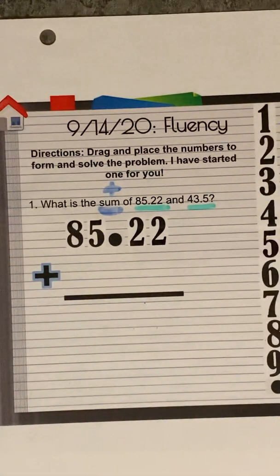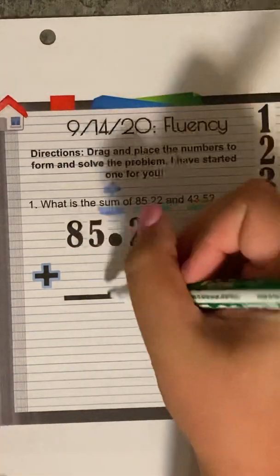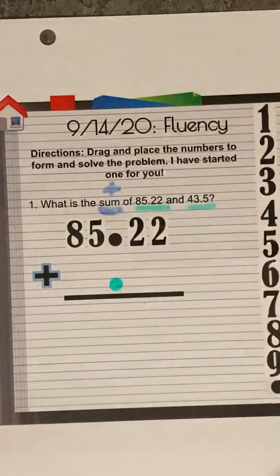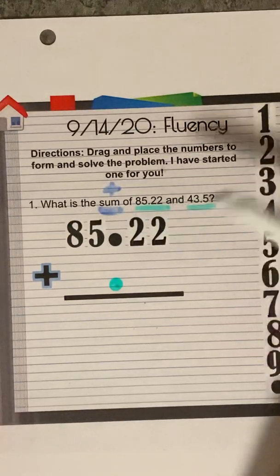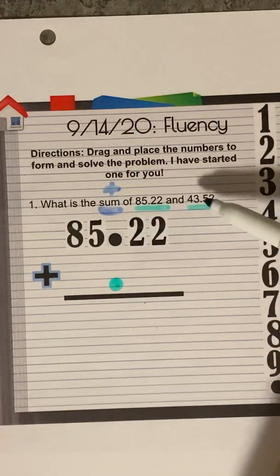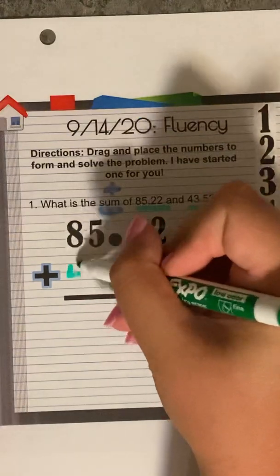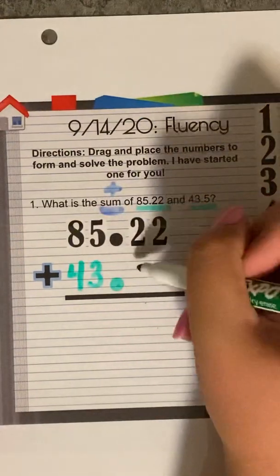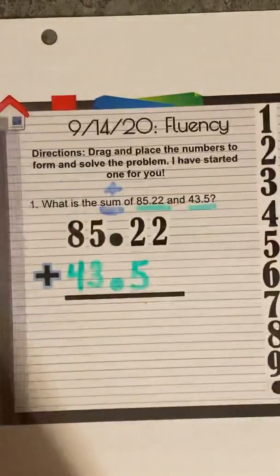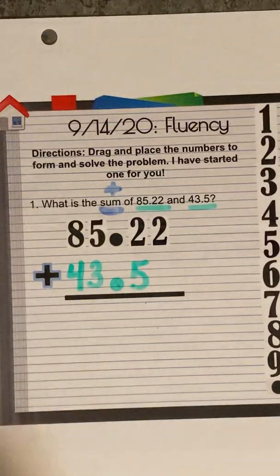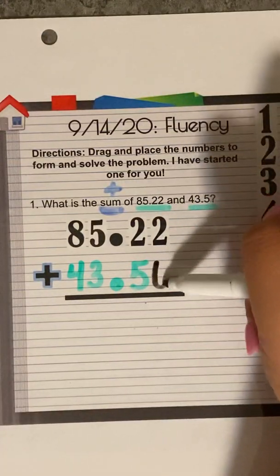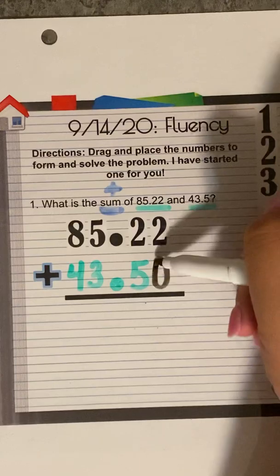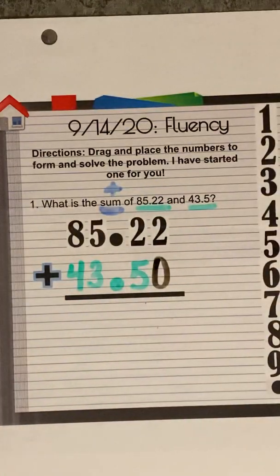Now, when you are adding and subtracting, you must line up your decimals. So our decimals are going to be lined up. I have 85 and 22 hundredths up here. The next one is 43 and 5 tenths, 43.5. Now, you can put a placeholder of 0 if you wish. You do not have to, but we do not have a number in the hundredths place other than just a 0.